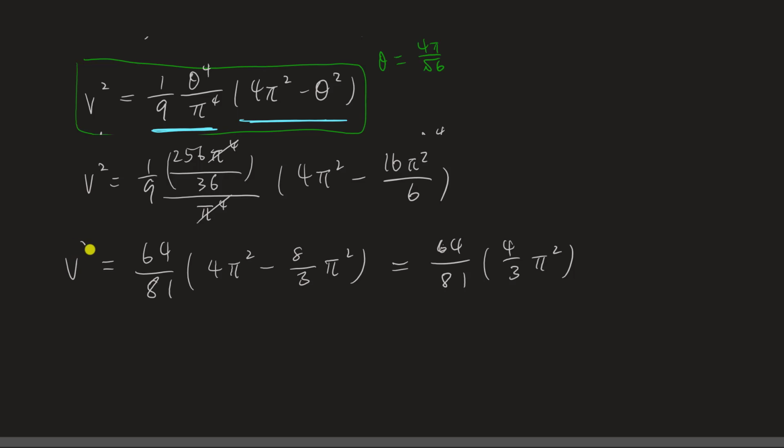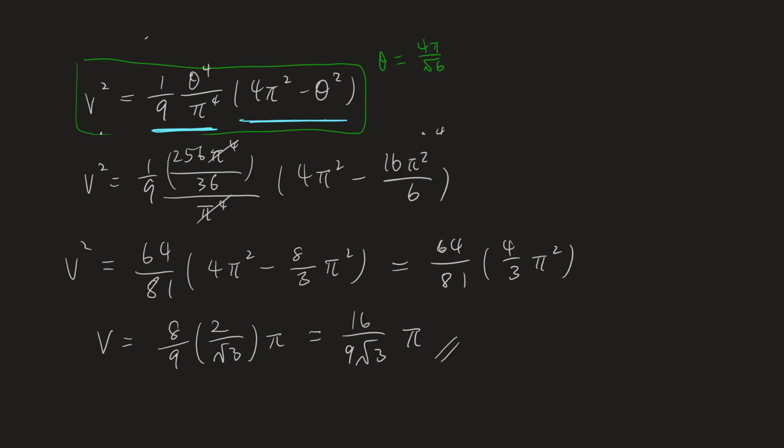Now, this is v squared, so to find v, we've got to square root both sides, which should give me 8 over 9, 2 over root 3 pi. Cleaning this up would give me 16 over 9 root 3 pi. So that's it for question 1.